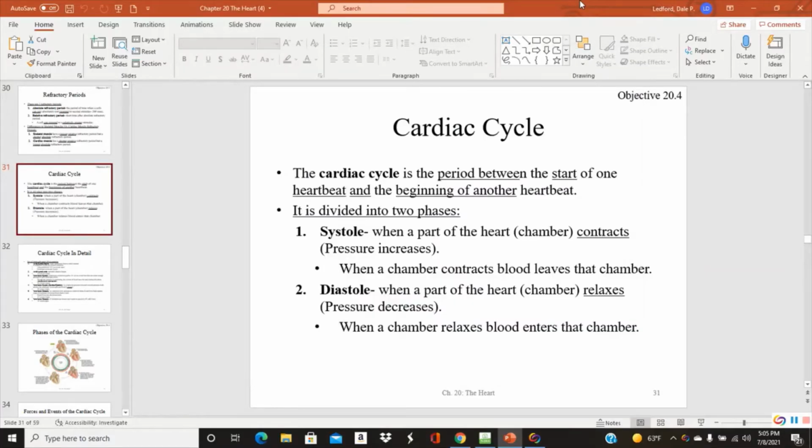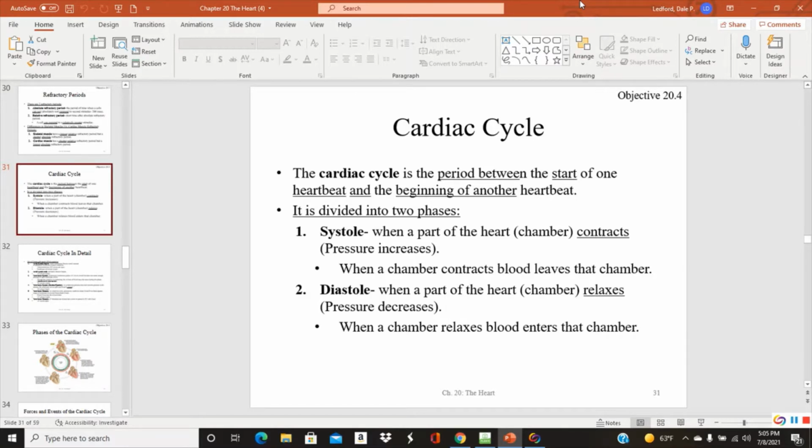Welcome back to the Heart, Chapter 20, Part 2. Here we are. This chapter, as we said, focuses on the heart. The first section really looked at the anatomy of the heart, and we looked at some of the essential physiology, like the blood flow through the heart, the actual conducting system, and the cardiac action potential.